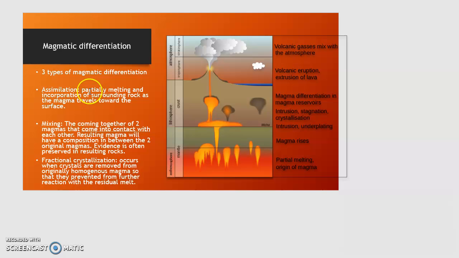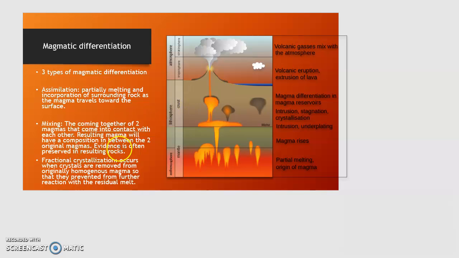Magmatic differentiation, there's 3 types of that. As you can see in the demonstration of the picture I have, it's assimilation, which is partial melting and incorporation of surrounding rock as it moves toward the surface.